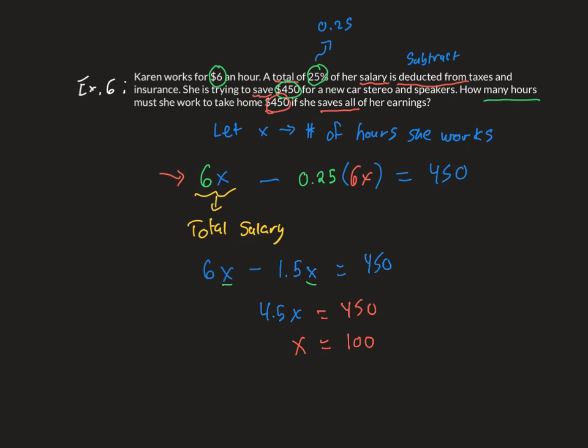So, final statement, for her to be able to make $450 after all is said and done, after she saved her earnings, she must work for 100 hours.